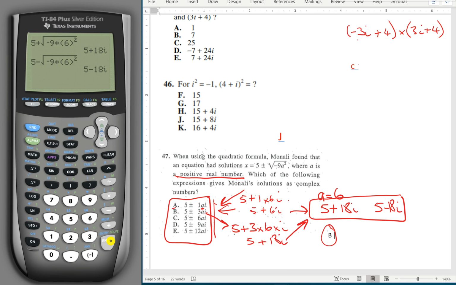And just to see, does it do both of them? We'll do 5 minus, you can see it, 3 times 6 times i equals 5 minus 18i. Does that equal the second one? Yes, it does. So that's how you do that. You just pick a number for A, following these rules. It's a positive real number. You plug that in, and look at the answer choices to see what's a good number to pick. It's a multiple of 1, 3, 6, 9, 12. So I picked 6. I would have picked 3 in the actual exam.